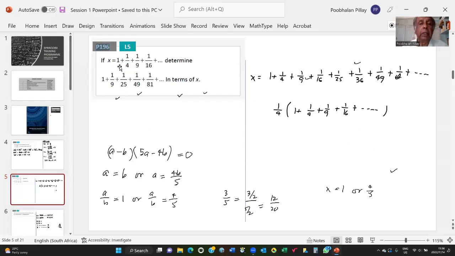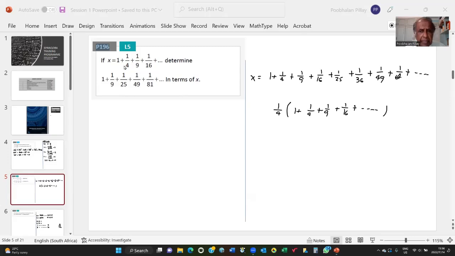So this is problem 196 in the book. So what is this problem saying? It says if x is equal to this quantity, determine this expression in terms of x. Now, you've got x is equal to 1 plus a quarter plus 1/9 plus 1/16 plus dot, dot, dot. It means that we're not stopping anywhere. We're going on, and there's a pattern here.